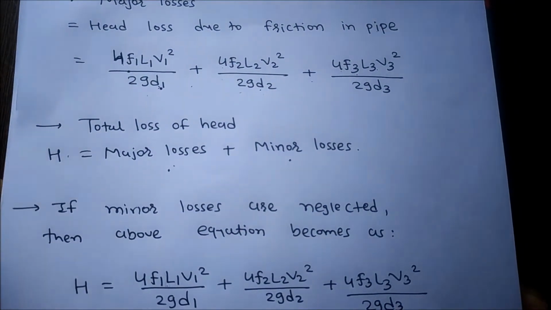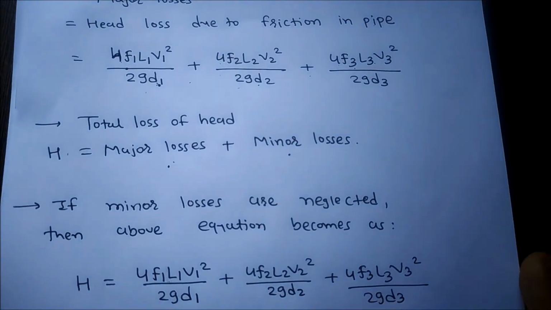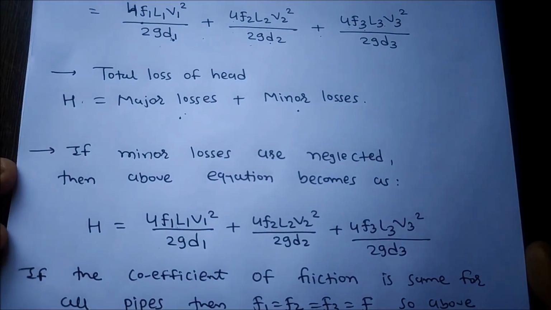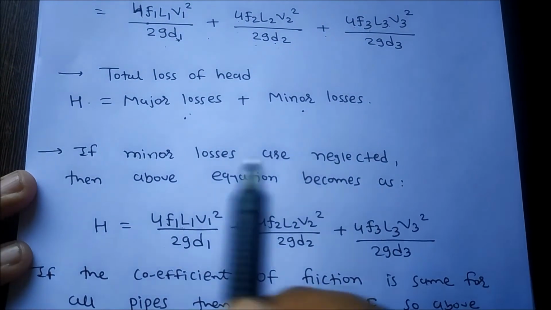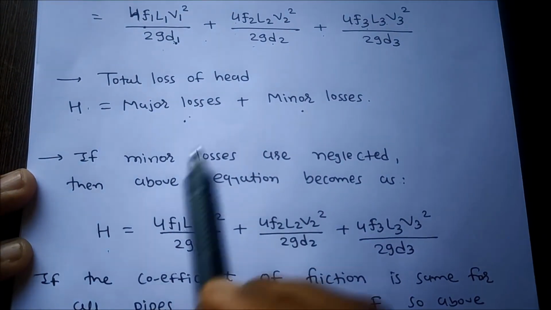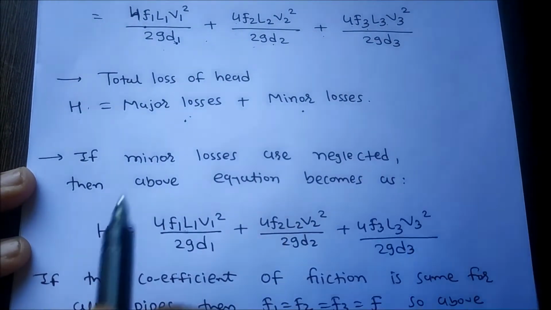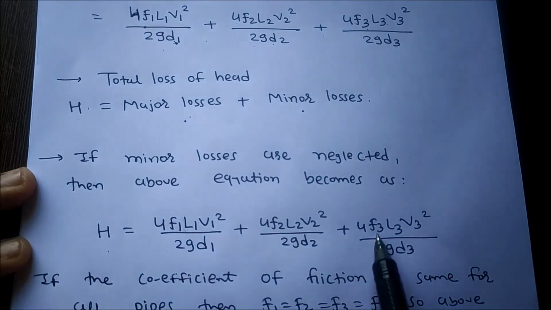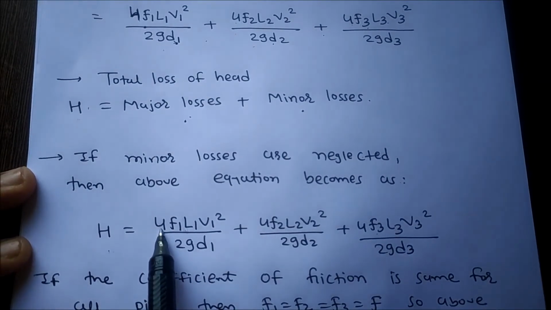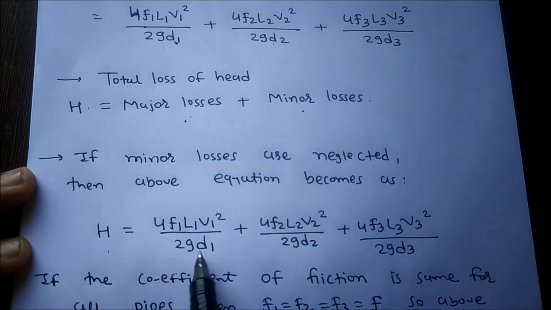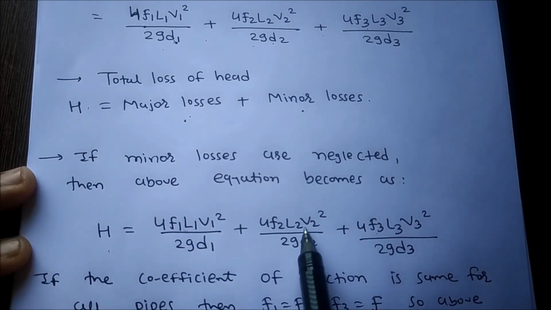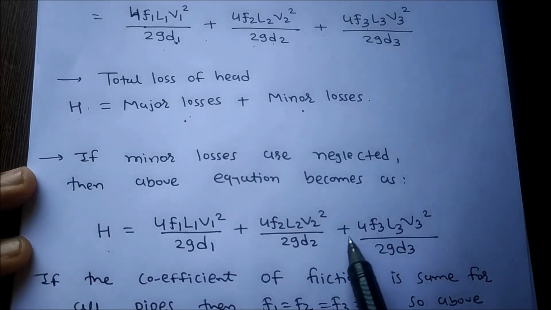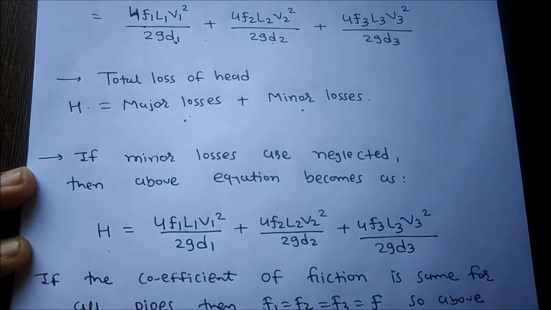In case of a short pipe, minor losses are to be considered, whereas in a long pipe they do not make any serious effect. That's why, if minor losses are neglected, the above equation becomes H is equal to major losses, and the major losses equation is 4f1 L1 V1 square by 2g D1 plus 4f2 L2 V2 square by 2g D2 plus 4f3 L3 V3 square by 2g D3.